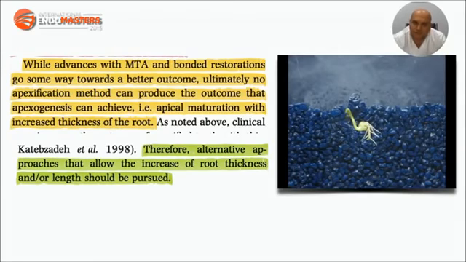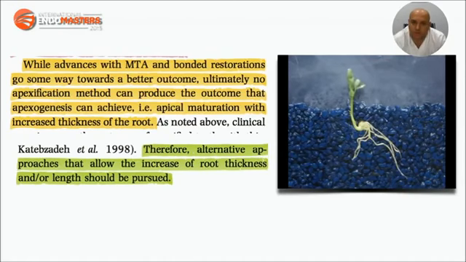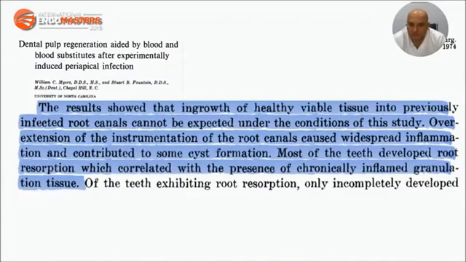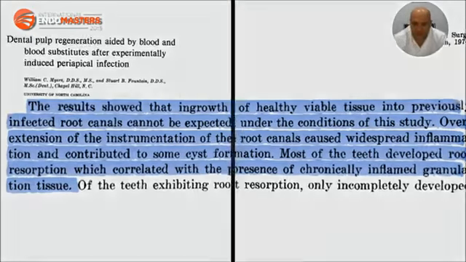But while advances with MTA and bonded restoration go some way towards a better outcome, no apexification method can produce the outcome that apexogenesis can achieve. But what could be done better for the necrotic immature teeth? After all, it had been shown that regeneration and ingrowth of a healthy, viable tissue into previously infected root canals could not be expected. The apexogenesis of the necrotic immature apex tooth was believed to be impossible for many years.